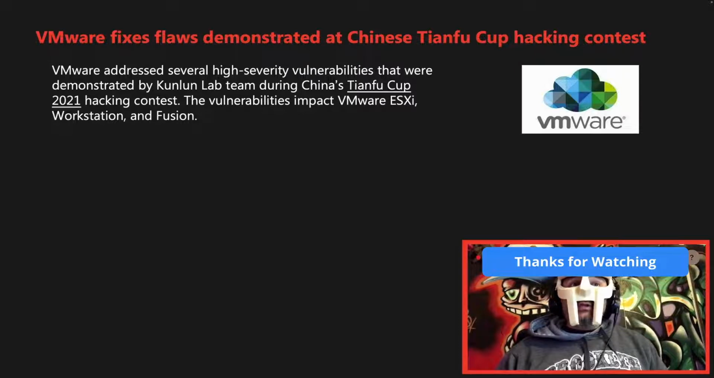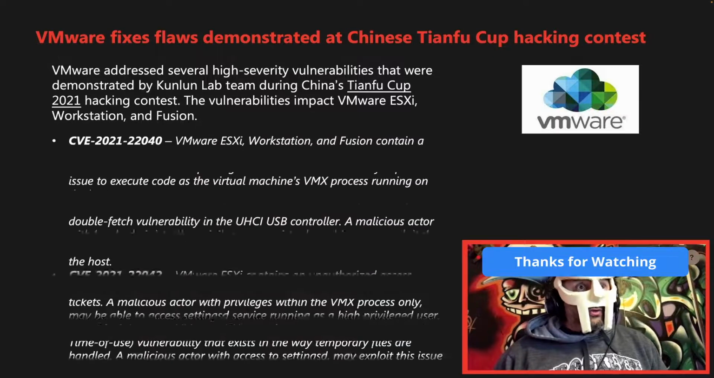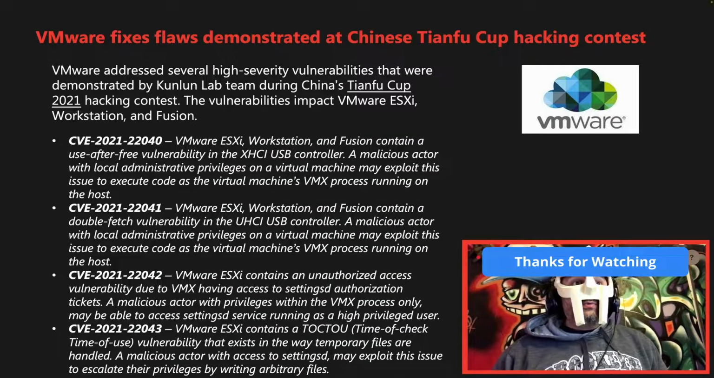VMware addressed several high-severity vulnerabilities that were demonstrated by Kunlun Lab team during China's Tianfu Cup 2021 hacking contest. The vulnerabilities impact VMware ESXi, Workstation, and Fusion. They are CVE-2021-22040, which is VMware ESXi, Workstation, and Fusion contain a use-after-free vulnerability in the XHCI USB controller. A malicious actor with local administrative privileges on a virtual machine may exploit this issue to execute code as the virtual machine's VMX process running on the host.